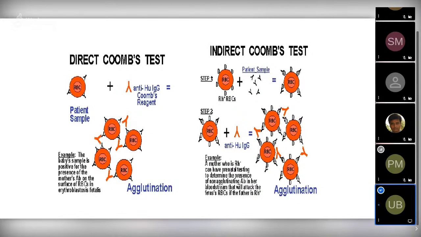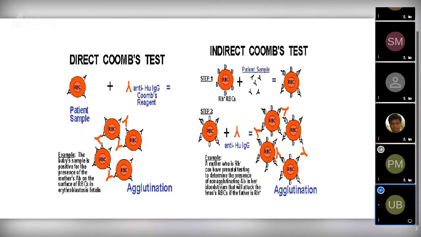Whereas indirect Coombs test usually happens in vitro. That is in the laboratory. We do a prenatal testing, which is usually done to determine the presence of non-agglutinating antibodies in her bloodstream, which can attack the fetal RBC when the father is RH positive and mother is RH negative. So you take the RBC and the patient sample, and then you mix it. So this happens in vitro in the laboratory, and then you add the anti-human immunoglobulin which produces agglutination.